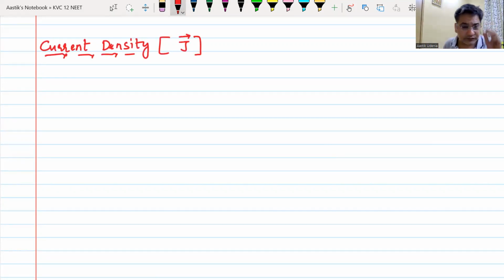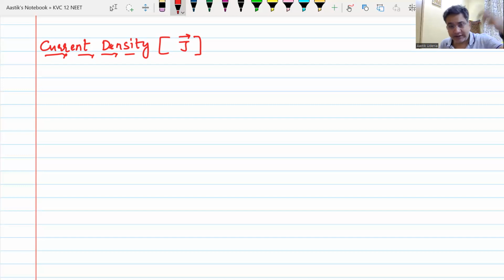Now, current is not a vector. Even though it has magnitude and it has direction, it is not a vector. Why is it not a vector? I told you in the last class. Does anyone remember? Because it does not follow vector addition. Good. I'm happy. I thought that you would not remember. See, small things can give you happiness.